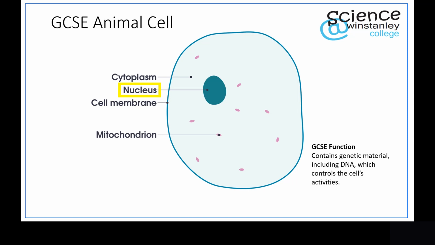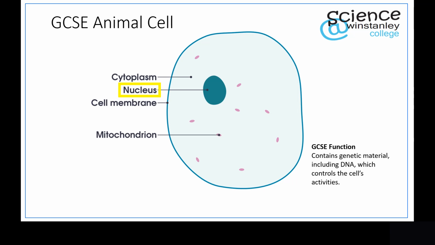So as you can see here, up to GCSE level, you often just see the nucleus as a blob in the center of this cell that looks like the yolk of a fried egg, if you like. Well, at A level, the nucleus looks a little different to this, and it has lots of different components that you actually need to know the role of within the nucleus and its function.